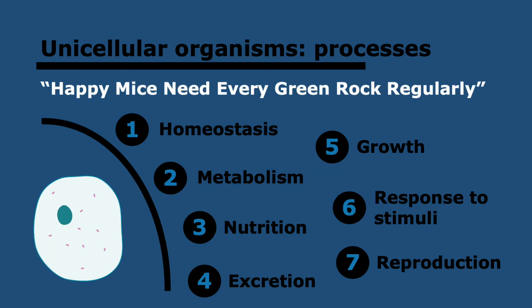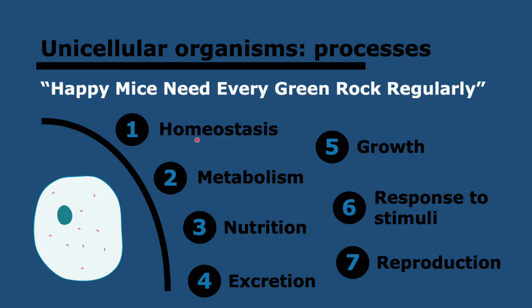Now let's talk about the processes that all organisms have to go through. In the case of unicellular organisms, since there's only one cell, that cell has to do all of these processes. There's a lot to remember, so I used ChatGPT to make this sentence so that you can remember it. So it's: happy mice need every green rock regularly.